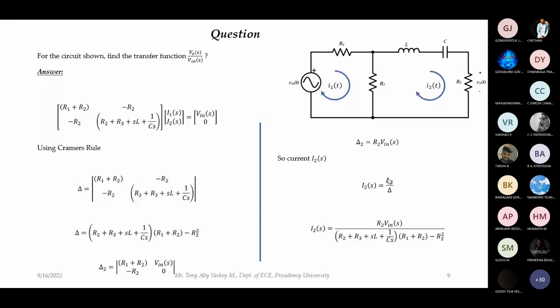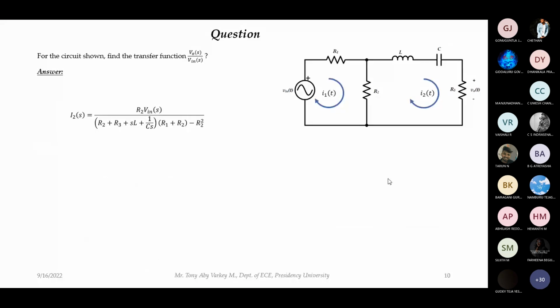Okay, sorry for that. So I got I2. I2 is R2 into V in of S divided by R2 plus R3 plus SL plus 1 by CS into R1 plus R2 minus R2 square. Now, output voltage. What is the equation for output voltage? What is V output of S? It is R3 into I2 of S, correct.